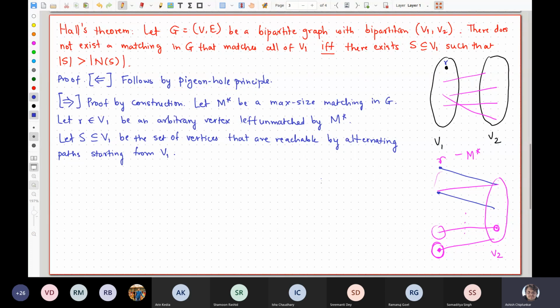Can we start from any point of V1, like starting from R or any point of V1? So what is R after all? R is an arbitrary vertex in V1, which is left unmatched. Choose whatever, some unmatched vertex. Technically, even if you take a set of unmatched vertices and start from that set, this proof is still going to work. Just for simplicity, I took one unmatched vertex and wrote down the construction.